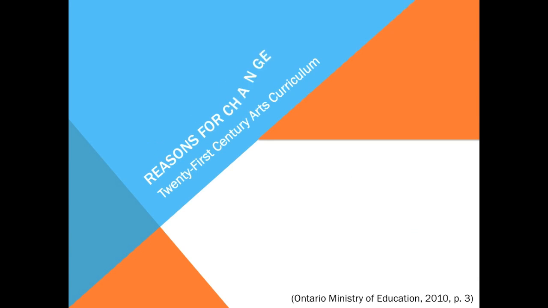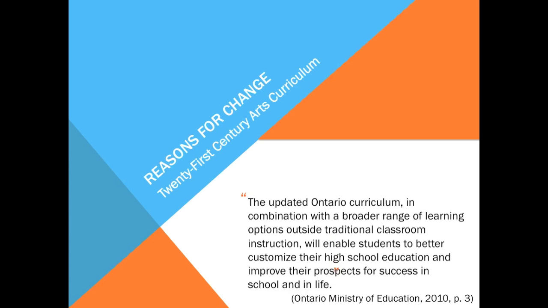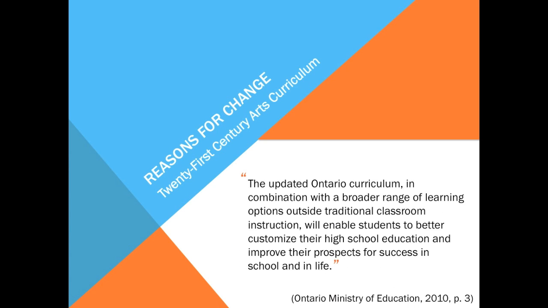So, reasons for change. 21st century arts curriculum. The updated Ontario curriculum, in combination with a broader range of learning options outside of the traditional classroom instruction, will enable students to better customize their high school education and improve their prospects for success in school and in life. So this curriculum changed from about 10 years prior. This document was created in 2010 and really focuses on giving students opportunities to explore their personal interests as well as develop skills that might be useful outside of school or later in life.